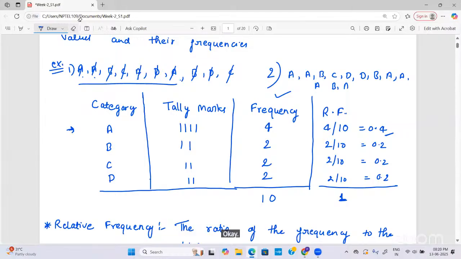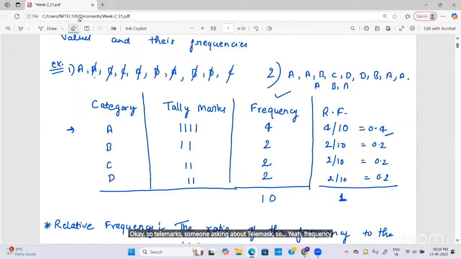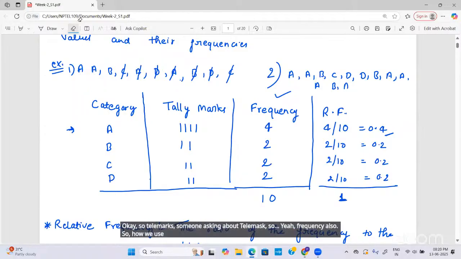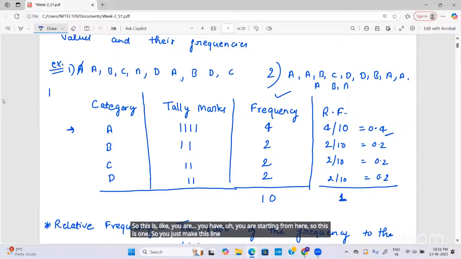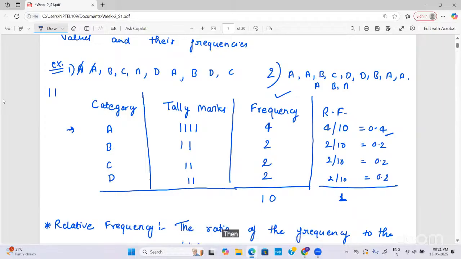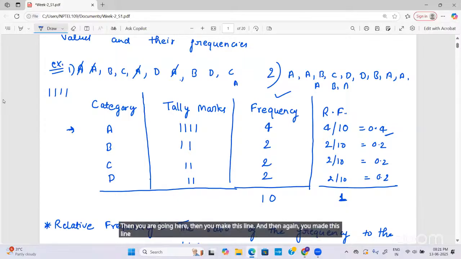So tally marks, and frequency also. Both are the same; both give you the count of that particular category. So how we use the tally marks: you start from here, so this is one, and you make this line. Then this, then you again make this line. Then you go here, then you make this line, and then again this line. And suppose one more A is there, then you will do something like that.